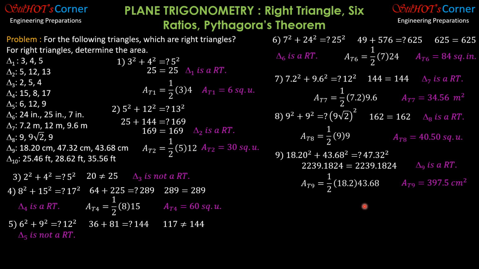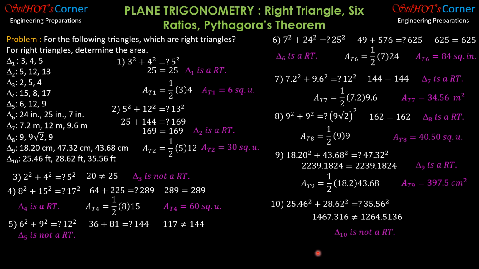So the area equals 397.5 square centimeters. And finally, triangle 10, the shorter sides are 25.46 feet and 28.62 feet. So 25.46 squared plus 28.62 squared, is it equal to 35.58 squared? The left side is 1467.316. It is not equal to the right side. So therefore, triangle 10 is not a right triangle.